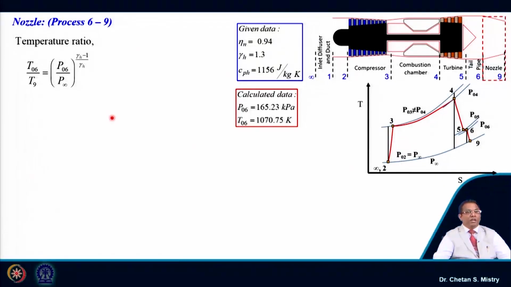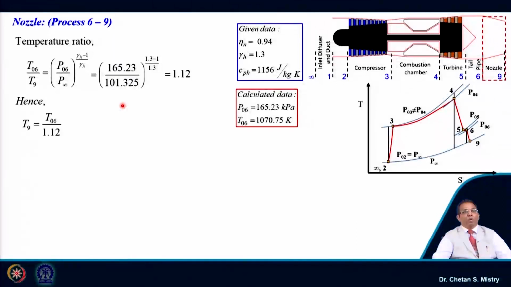So, let us use this correlation in order to calculate what will be the exit temperature from the nozzle. Here we can write this as P06 by P infinity, that is 165.23 divided by 101.325, and if we calculate that, it says my static temperature at the exit of the nozzle is coming 956.49 Kelvin.